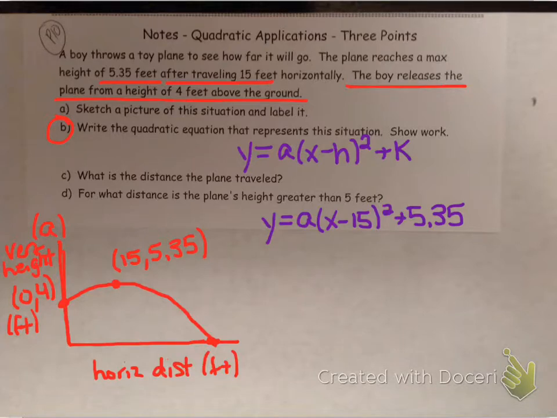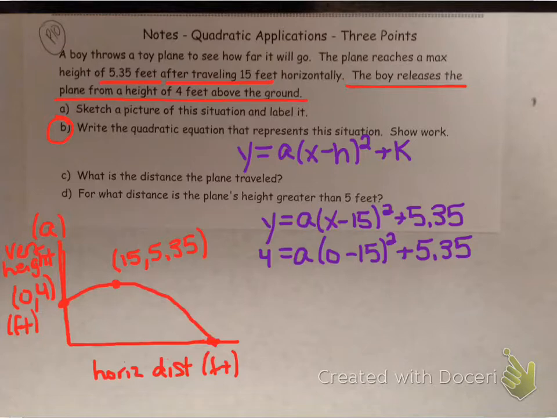And obviously with a decimal in the problem, you know you're going to be working with decimals, so you will want a calculator for many of these problems. Okay, and then we take the other point that we know on the graph, which was the height that the plane was released from, and we plug it in. So I'm going to plug a 4 in for the y, plug 0 in for the x, and then we can solve for our a value.